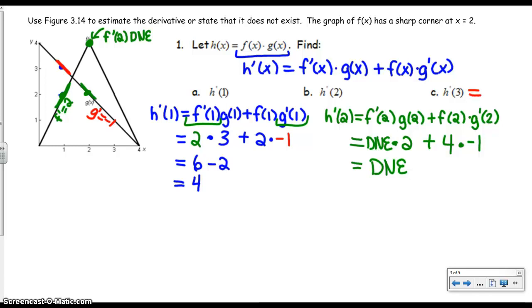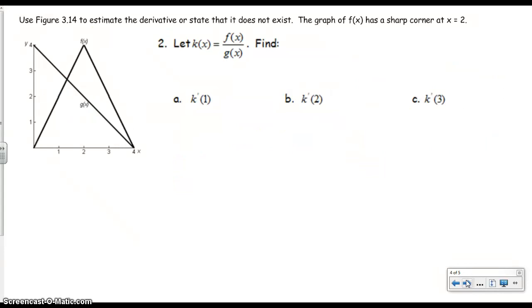Okay, so you should have gotten that h prime of 3 is equal to negative 4. In the next example, we're going to do a quotient rule. Now they've given us a function k of x, and they want us to find f over g. So we want to find the derivative of k at 1, 2, and 3, just like in the previous example.